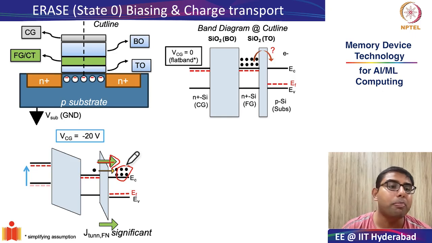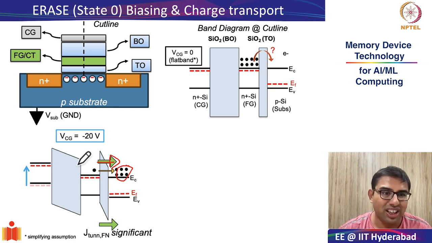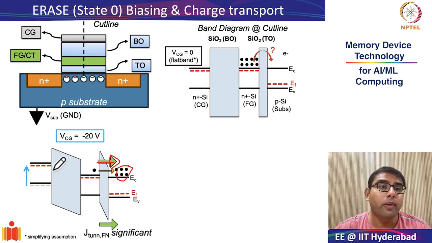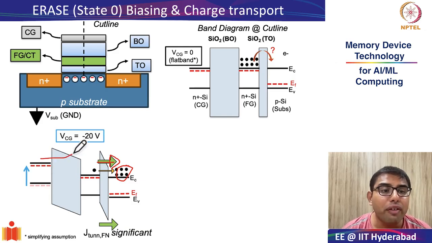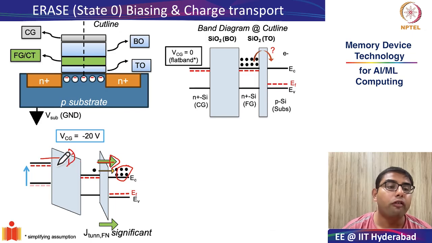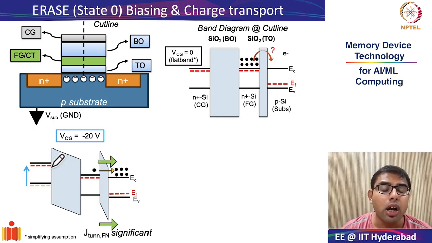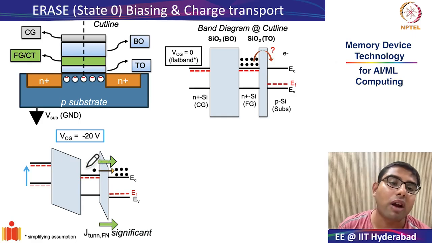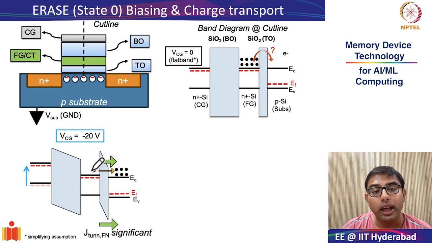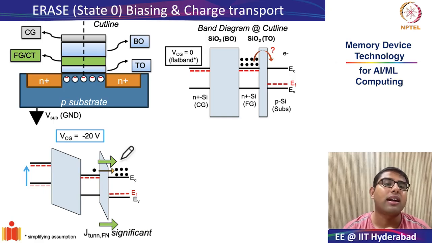channel region. Again, it is important to note that by virtue of the blocking oxide being very large, the thickness of the blocking oxide is roughly 15 nanometers. Therefore, this prevents any significant Fowler-Nordheim tunneling from the control gate into the floating gate region. So that is prevented. Therefore, there is only one-way transport of electrons from the floating gate into the channel region.